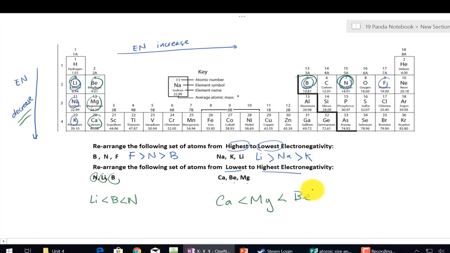So be careful when you apply this rule. Find where they are on the periodic table and use your understanding of what happens if we go across. Is it increase or decrease? The same thing, what happens when we go down? Is it increase or decrease? And that's how you apply the periodic trend of electronegativity.